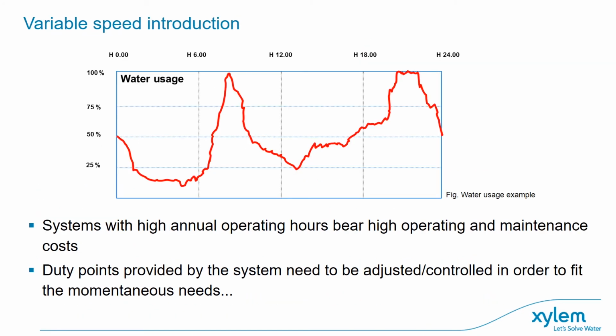If we then look at introducing variable speed drives, these generally are for systems with high annual operating hours, with fixed pressures with varying different flows, and we just need to ensure that the duty points provided by the system need to be adjusted and controlled so that we fit the instantaneous needs to ensure that even at peak demand, the pump is capable of running at full speed to hit the peak demand and then can be slowed down accordingly to the off-peak periods as well.